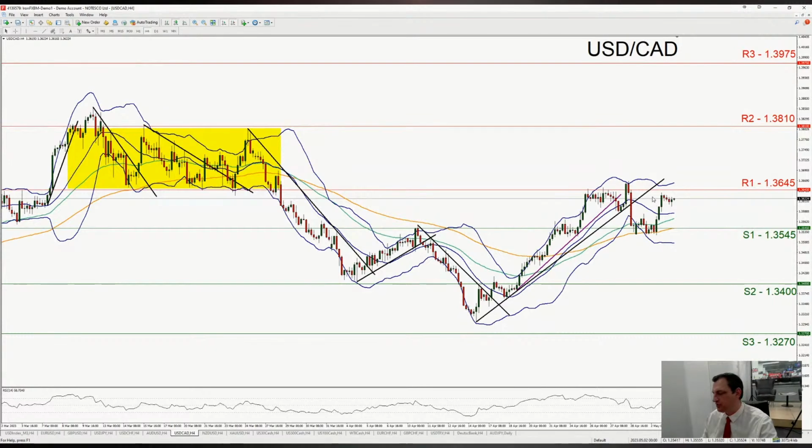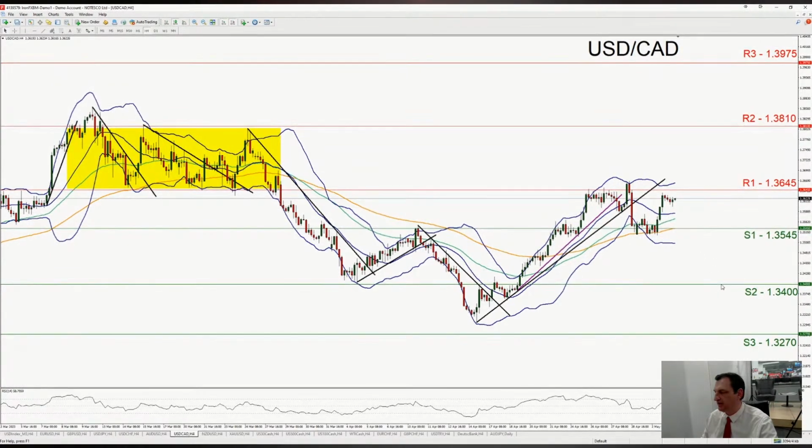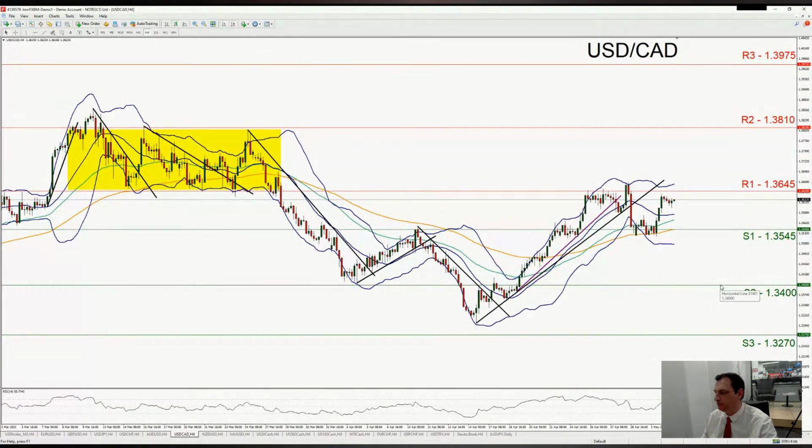On the other hand, should the bears take over, we may see the price action of USD CAD dropping, breaking the S1 1.3545, and start aiming for the 1.34.